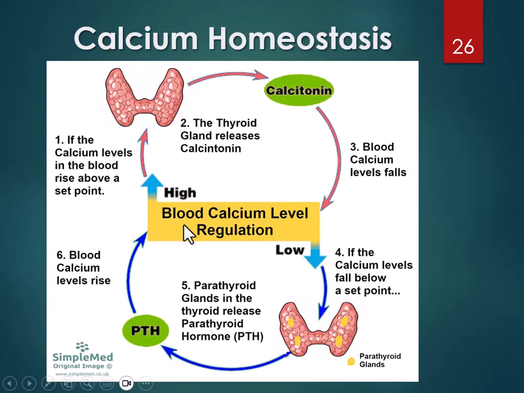Here's a picture of that. If your blood calcium goes too high, calcitonin is released, tells your kidneys to pee it out and your bones to soak it up. If it's too low, parathyroid hormone is released. It tells your kidneys to save it and your bones to release it, keeping your blood calcium levels at that homeostatic level.